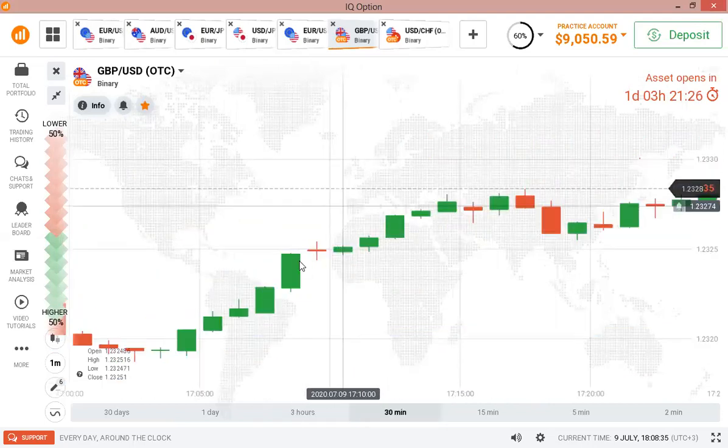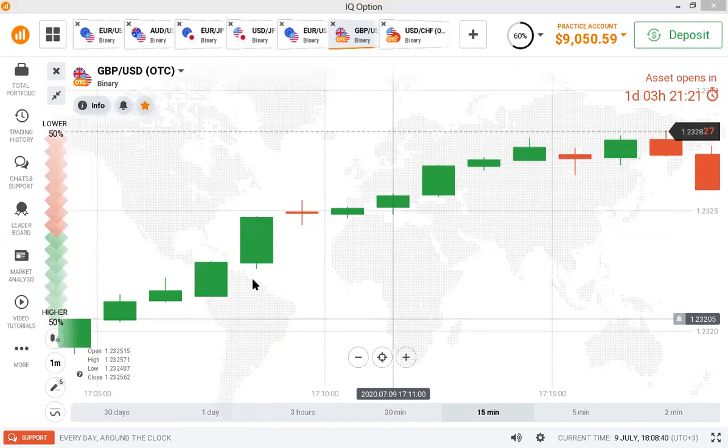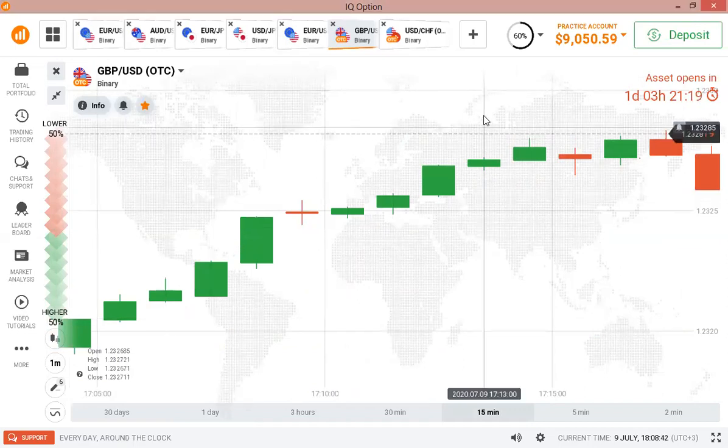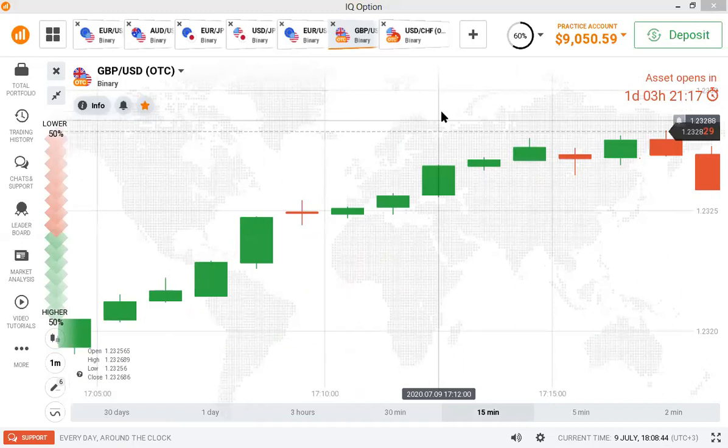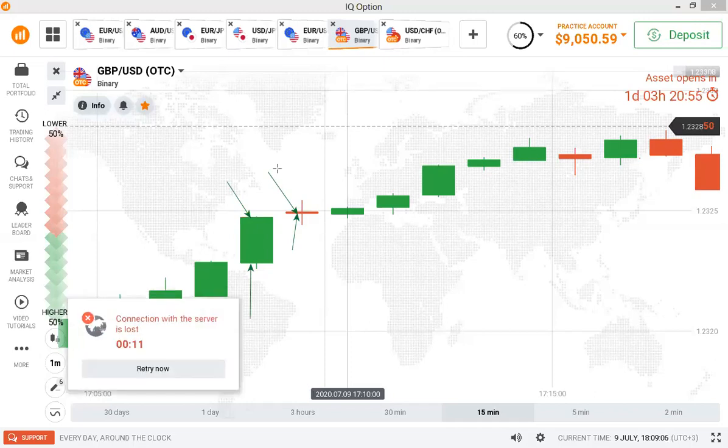Like this bullish candle, this bullish candle opens at the lowest point and closes at the highest point. This is a bearish candle. It opened at the highest point and closed at the lowest point. So this is the difference between both of them.